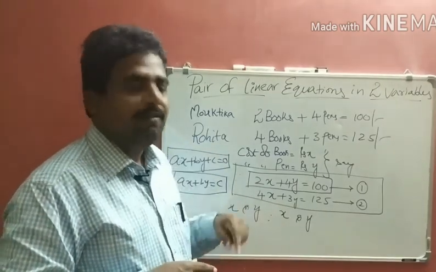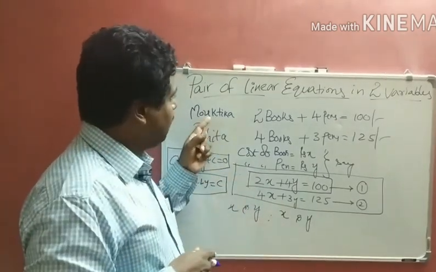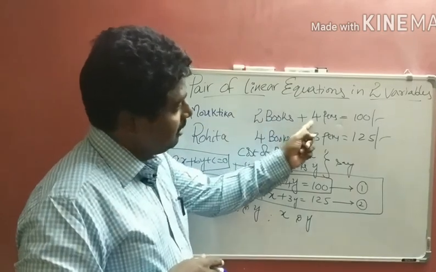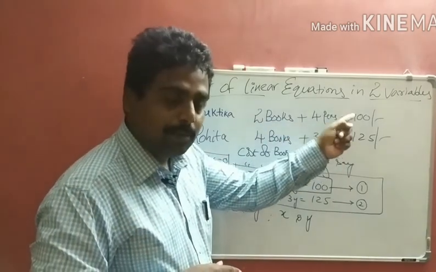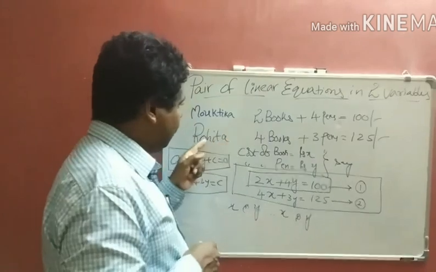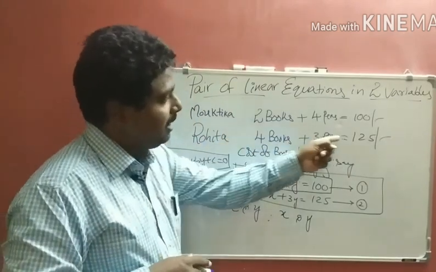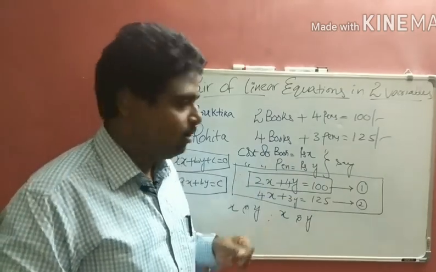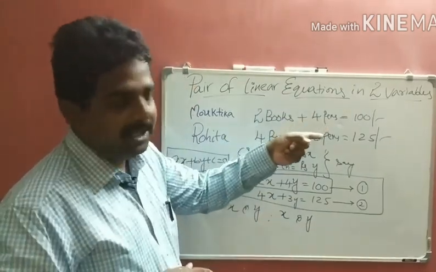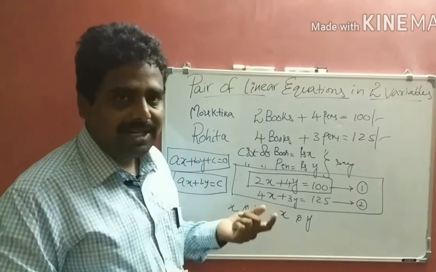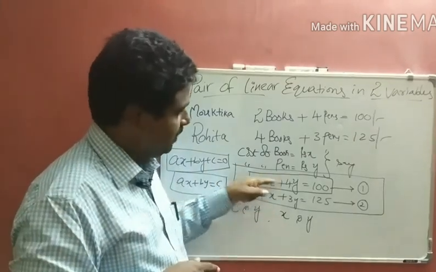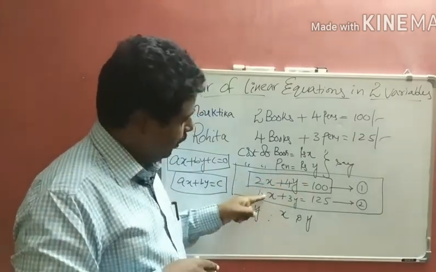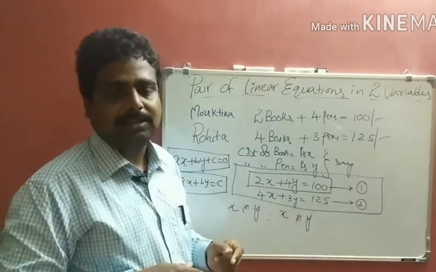equations. For example, Mauktika bought 2 books, 4 pens and 5 pencils. So pencil is another variable. And Rohita bought 4 books, 3 pens and 10 pencils. So here we have one more variable, so three objects are here, and the equations are converted into three variables, that is 2x plus 3y plus 5z, 4x plus 3y plus 10z, like that.